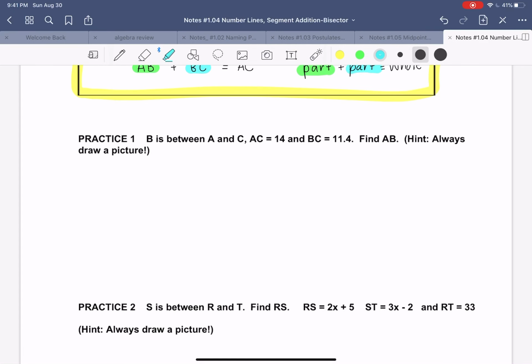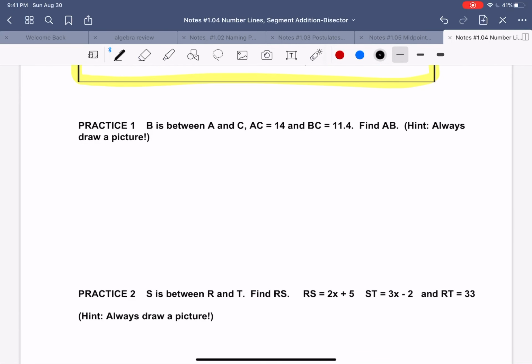All right, practice 1. All right, B is between A and C. AC equals 14 and BC equals 11.4. Find AB. Here is your hint. Always draw a picture. Okay, so I'm going to draw this part right here. It says point B is between point A and C. So I'm going to draw a line segment just like the one up there. So point B is in between A and C.